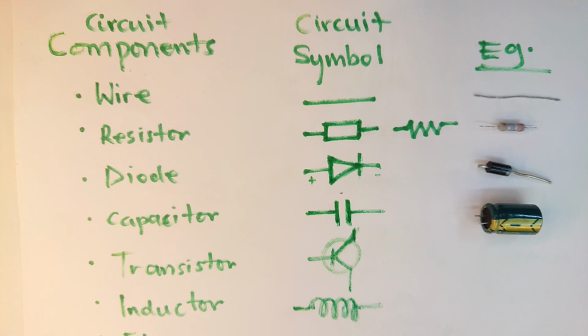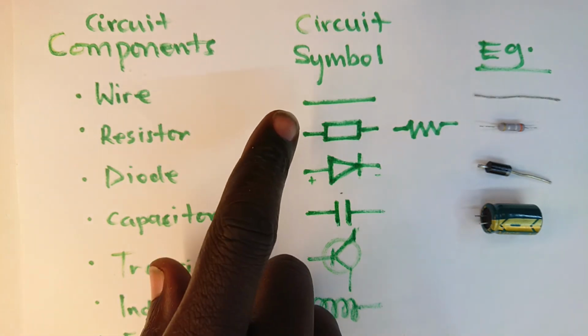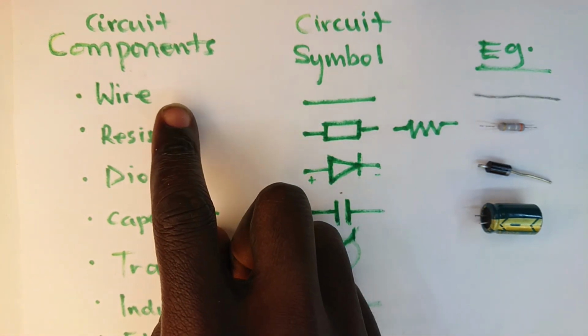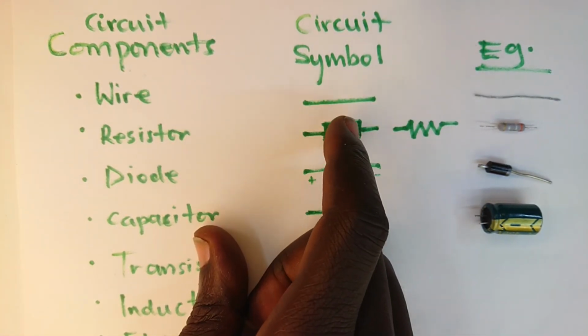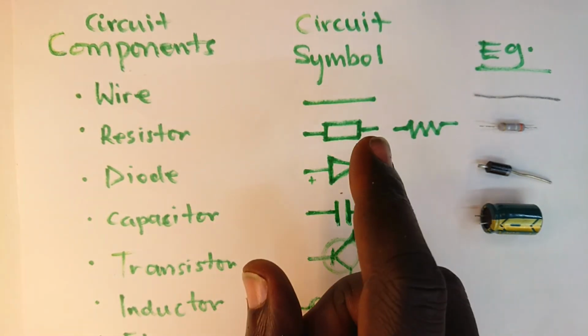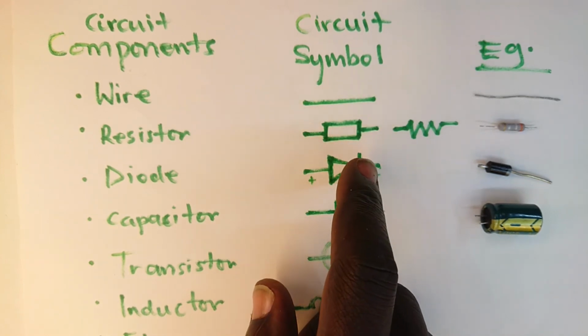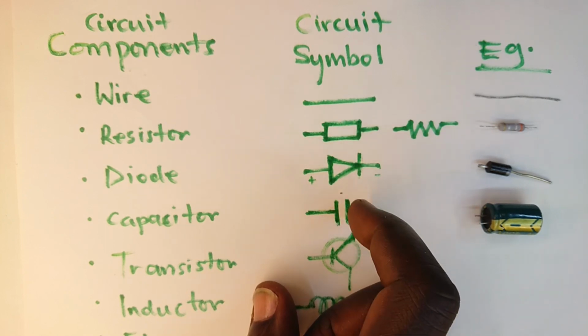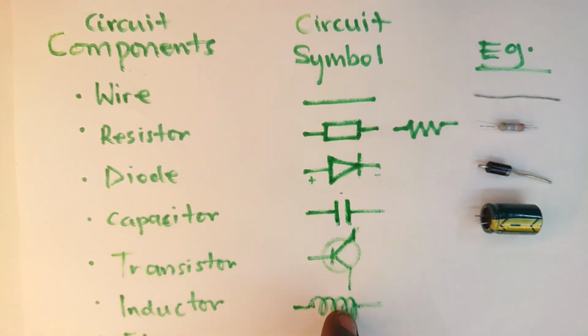So for now, I just need to tell you that in the next video we are going to look at wires and probably dig a little deeper into what a wire is. Then we'll cover resistors in the following video, and after resistors we'll go into diodes, and after diodes we'll go to capacitors, and then transistors, and then inductors, and then any other component, for instance transformers.